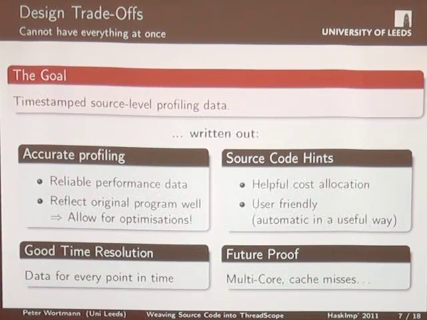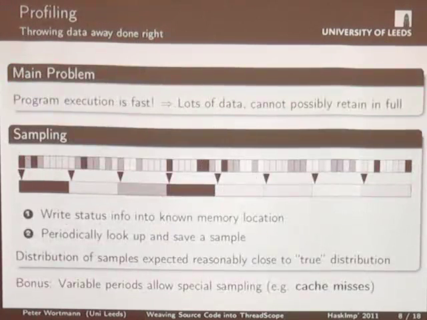So how would we do that? Well, the basic problem here is that we're talking about lots and lots of information. If every time we went to a procedure we generated an event, saying we went to this procedure at that time, now we went to this procedure at this time, there would be so much data we couldn't possibly retain it. So we need to throw a lot of it away. So how do we do that?